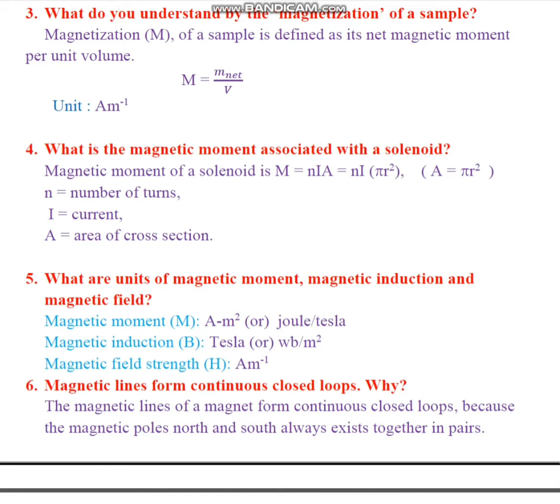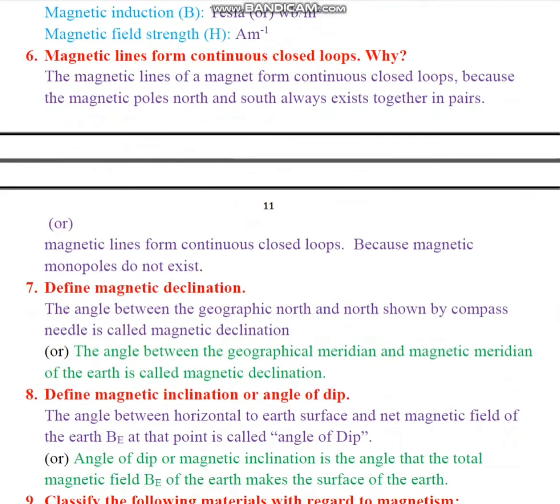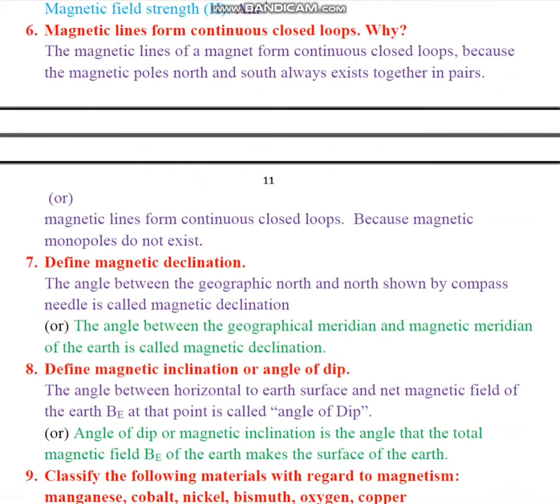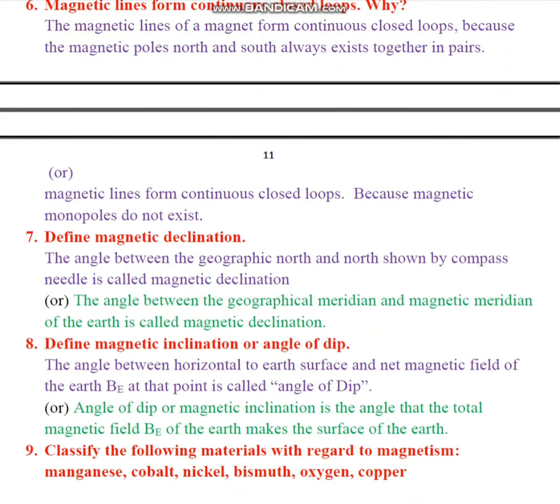And the sixth question, why do magnetic lines form continuous closed loops? The magnetic lines of a magnet form continuous closed loops because the magnetic poles north and south always exist together in pairs. Or we can write another answer: magnetic lines form continuous closed loops because magnetic monopoles do not exist. In these two answers we can write any one from the examination point of view.